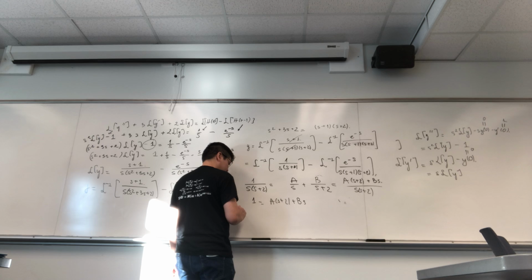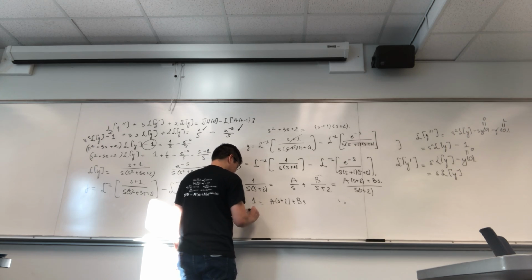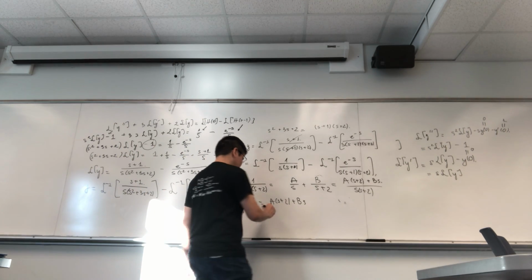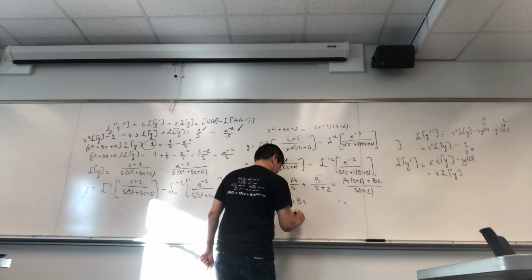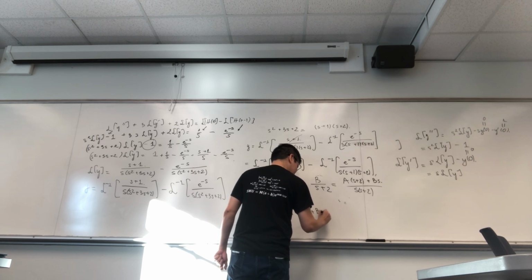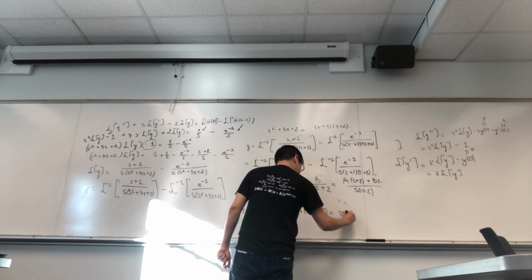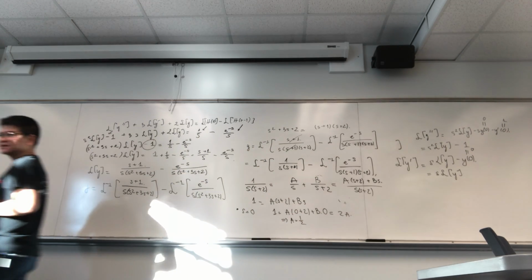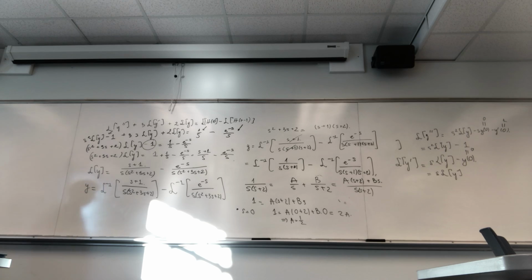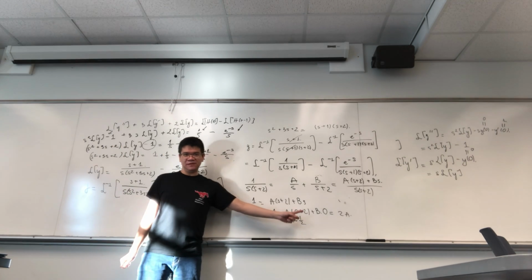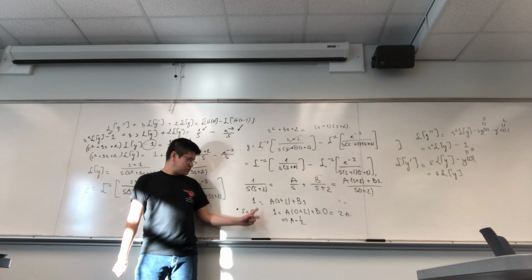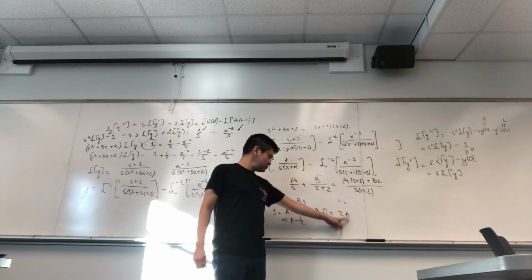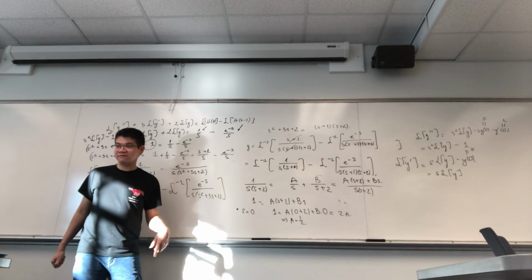So now to find a, I'm gonna set s to be 0. When I set s to be 0, I have 1 is a times 0 plus 2 plus b times 0, and this is 2a, which means that a is 1/2, right? And b is minus 1/2. Let me explain again. Now I have to compute a and b. I'm going to set s to be 0. So 1 is going to be a times 0 plus 2 plus b times 0. This is 2a, which means that a is 1/2, right?